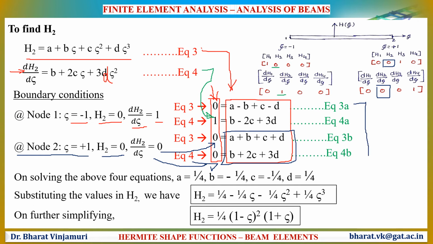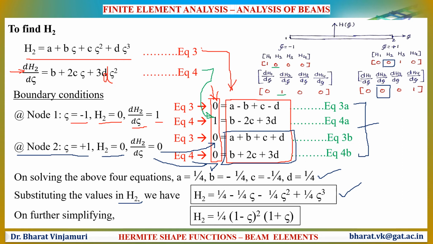We have got once again a fourth set of equations. By using this set of equations, the values of a, b, c and d can be determined. The value of a is equal to 1 by 4, b is equal to minus 1 by 4, c is equal to minus 1 by 4 and d is equal to 1 by 4. Substituting these values in equation 3, we end up getting the shape function in terms of natural coordinates, H2, whose equation will be of the form 1 by 4 plus 1 by 4 zeta plus 1 by 4 zeta square plus 1 by 4 zeta cube.